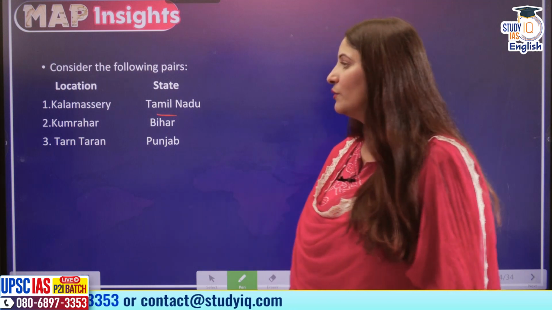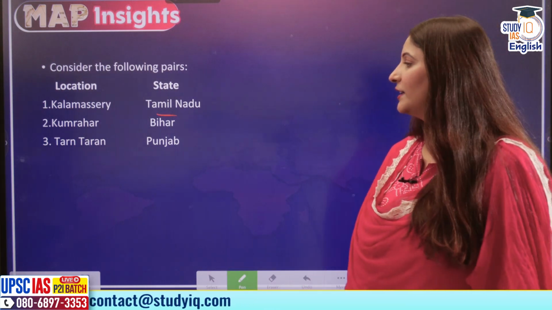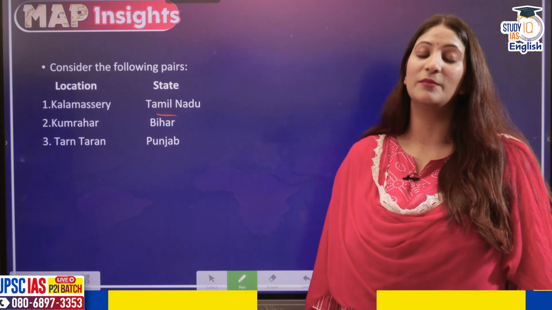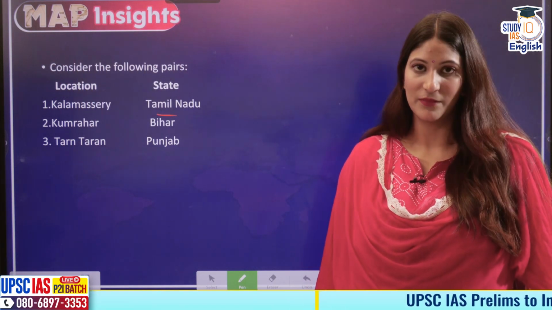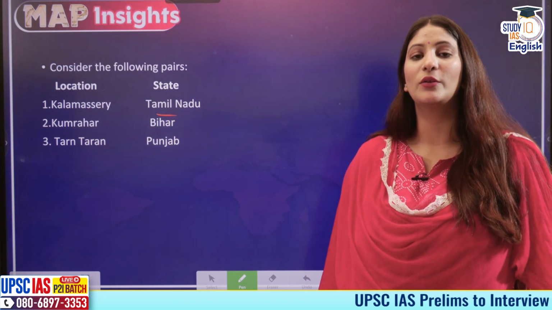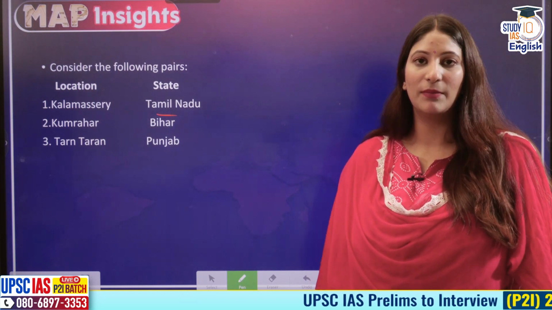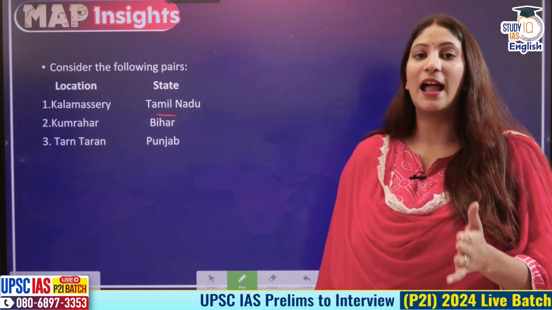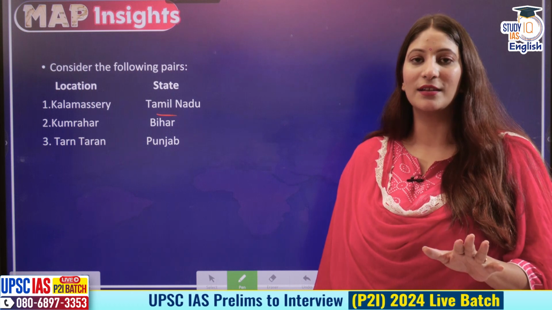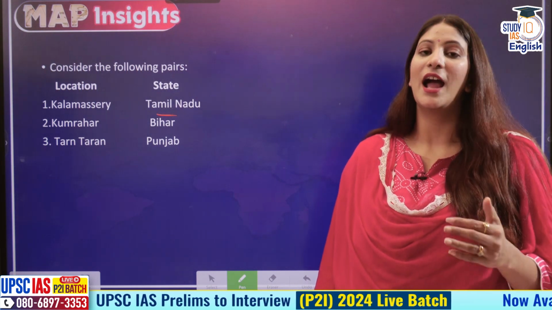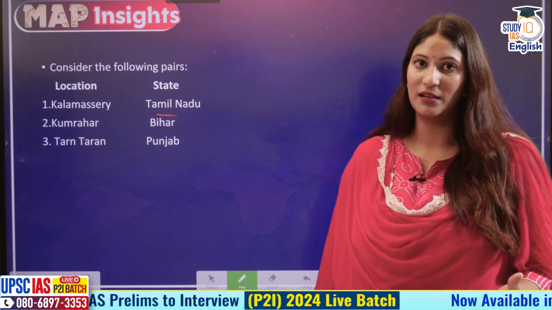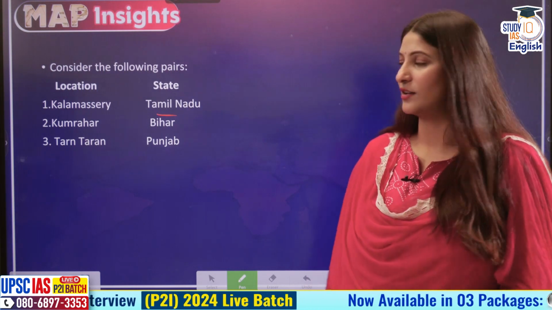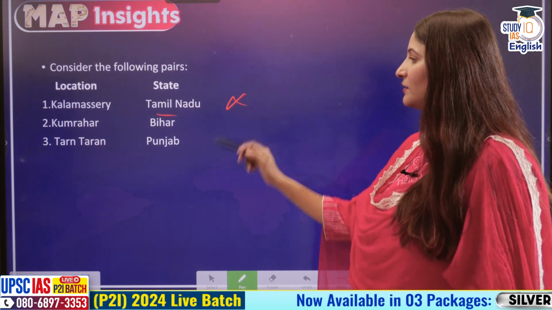Moving on, location and the state. Kalamassery, Tamil Nadu, Kumrahar, Bihar, Tarn Punjab. How many of the pairs given above is or are correct? See, Kalamassery, we know that it is in Kerala. Recently, we found out about a blast, of course, and that blast was conducted during the prayers of Jehovah's Witnesses. I have completely made you understand who are Jehovah's Witnesses and why they are so easily targeted generally. So that is available on StudyIQ IAS English. You can watch that.